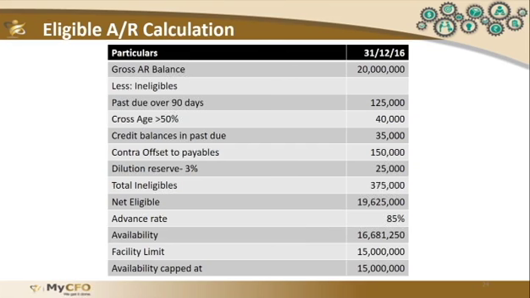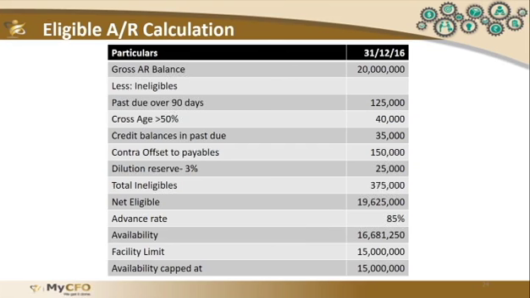Dilution reserve 3%. Anything over 5% is held as reserve. So in my example, if I have say 8% dilution, then 8 minus 5 is 3, and therefore 3% will be held as dilution reserve. Adding up the total ineligibles in this example, we get $375,000. So net eligible is $19,625,000. And say the advance rate on this particular facility is 85% of AR. So I have an availability of $16,681,250.